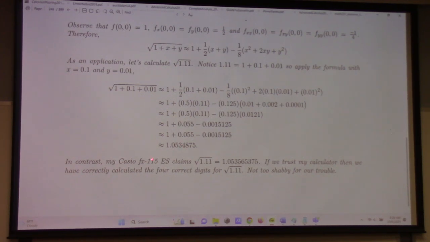1.0534875. And in contrast, my calculator says that the square root of 1.1 is 1.05356. So where am I differing? I guess the third decimal place, is that right? 1, 2, 3. No, I got the 3 matching up. How about 5? I guess it's in the 4th decimal right here where I start differing, right? So I think that's pretty good for a third of a page calculation.